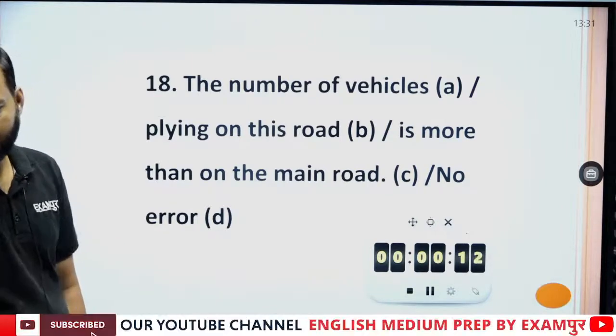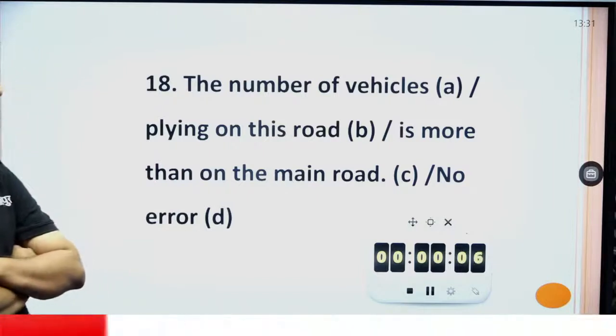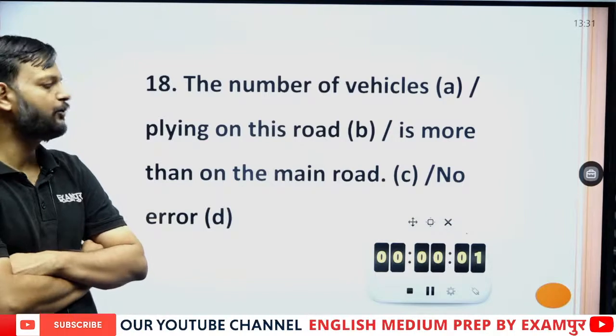What is the error in this sentence? The number of vehicles plying on this road is more than on the main road.